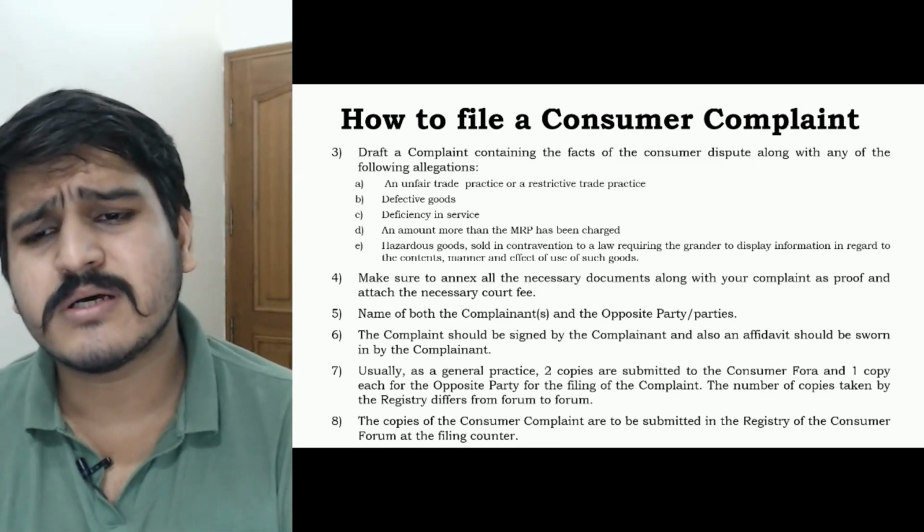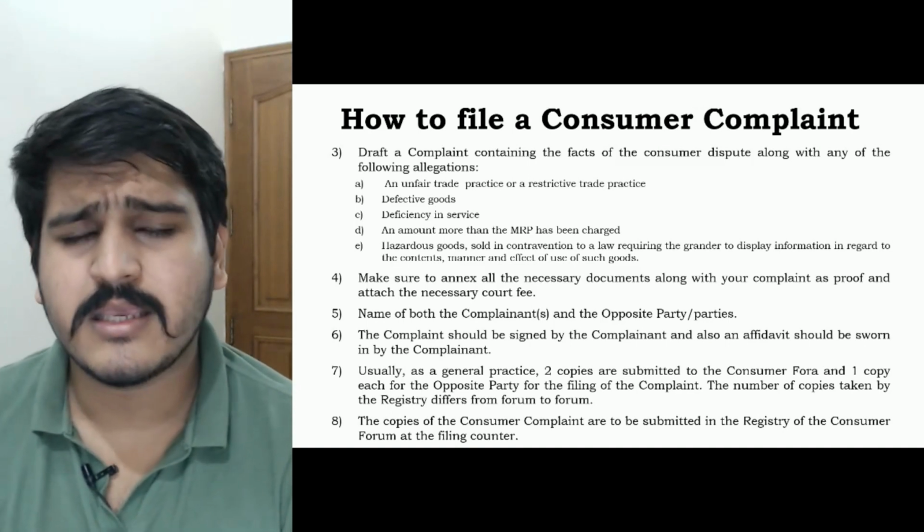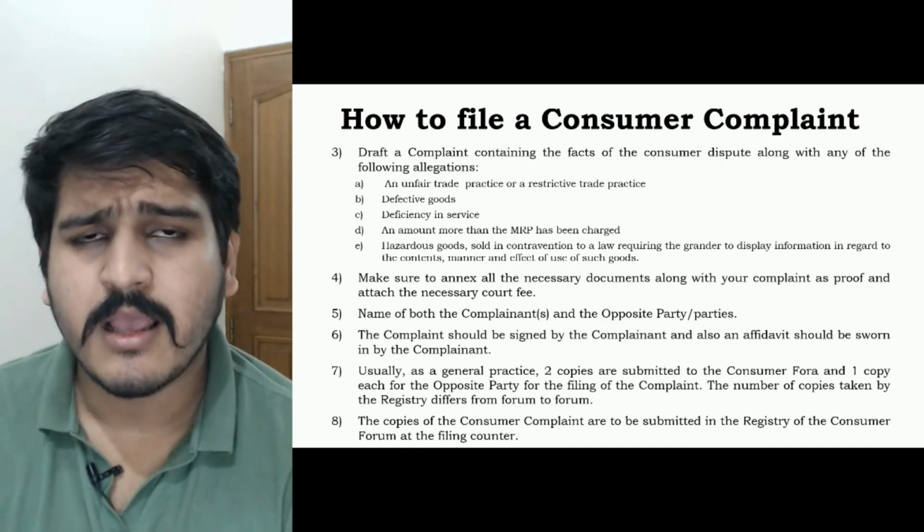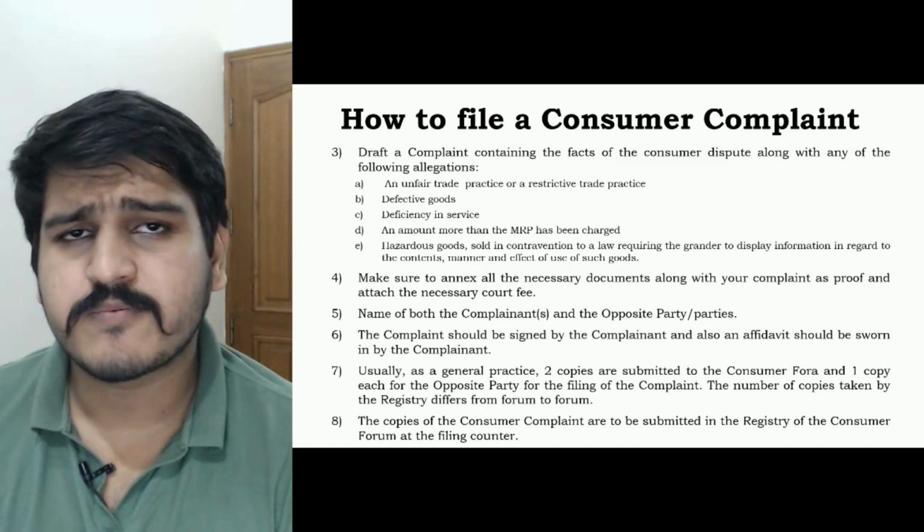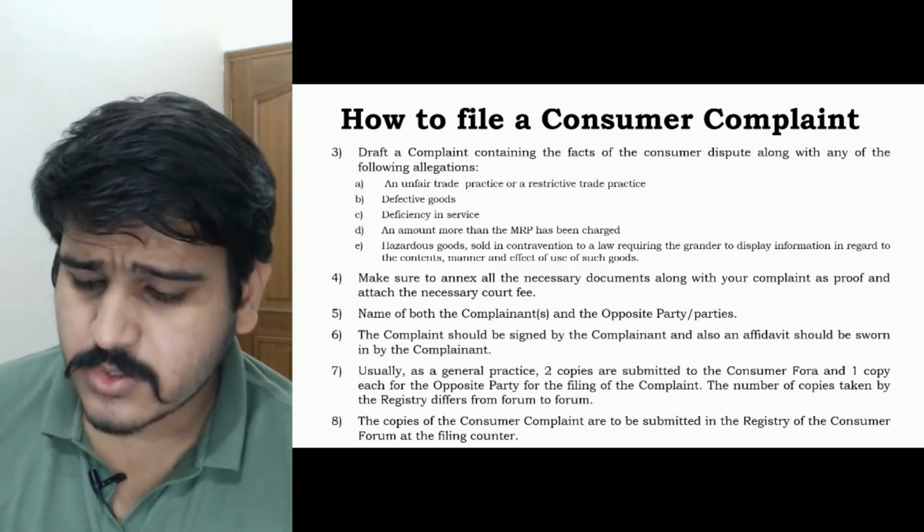Sixthly, the complaint should be signed by the complainant, and also an affidavit should be sworn in by the complainant. So usually, as a general practice, going on to the sixth and the seventh step, 3 copies are given to the consumer forum. It depends from forum to forum, state to state, to the National Commission. It depends on the practice and procedure, but usually 2 copies are retained by the consumer court and 1 is taken for the opposite party.